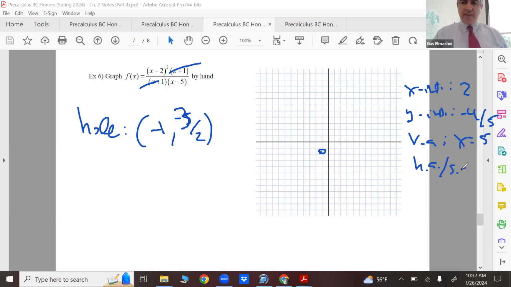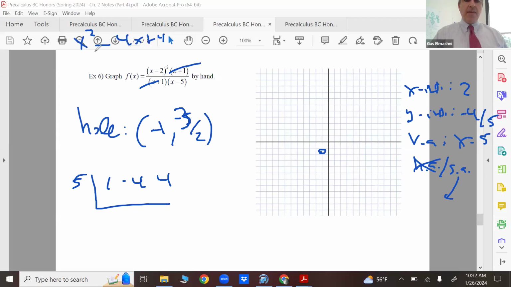HA or slant asymptote. It's gonna be a slant asymptote for sure, right? I'm gonna do synthetic division because I don't like long division. So what did I just do? I took x minus 2 squared and expanded it, right? And divide by x minus 5. Bring down the 1. That's 5, 1, 5, 9. So it becomes x plus 1, plus 9 over x minus 5. My apologies.